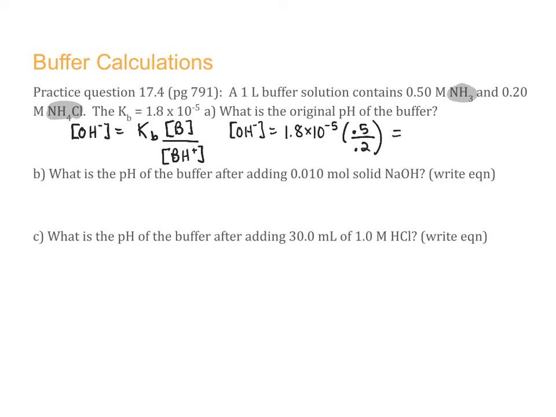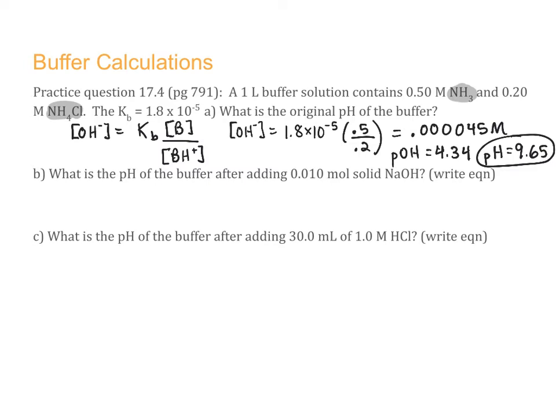So the hydroxide concentration, when I plug that in, is 0.000045 molar. So the pOH is the negative log of that number, which is 4.34, and take that and subtract it from 14 to get the pH, which is 9.65. So this buffer is going to be a buffer that operates more in the base pH range at 9.65.